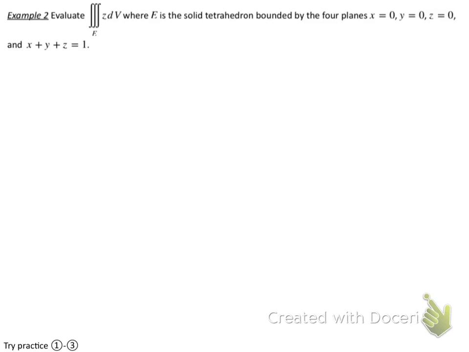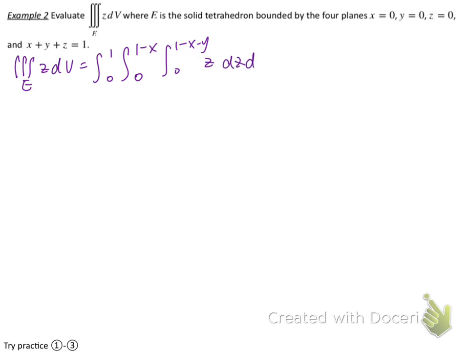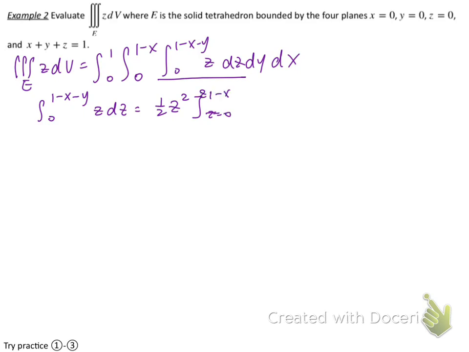Now let's really do it. I already converted my integral into 0 to 1, then 0 to 1 minus x, 0 to 1 minus x minus y, z dz dy dx. I need to do the inner part first. The integral from 0 to 1 minus x minus y of z dz is 1/2 z squared, where z goes from 0 to 1 minus x minus y. So this is 1/2 times (1 minus x minus y) squared.